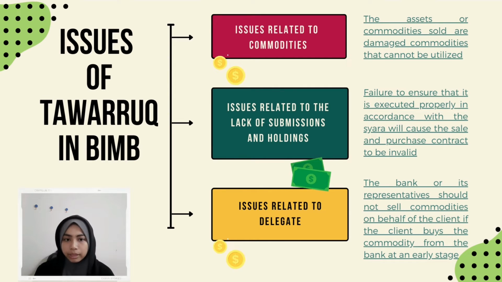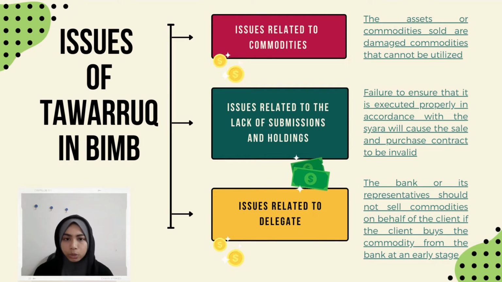How is it possible that an item that has no benefit or has lost its benefits can be used as the underlying asset in a sale and purchase transaction? This is important because in Islam, the goal of buying and selling is to obtain an asset or subject that can be leveraged. Then, the second issue is related to the lack of submissions and holdings.